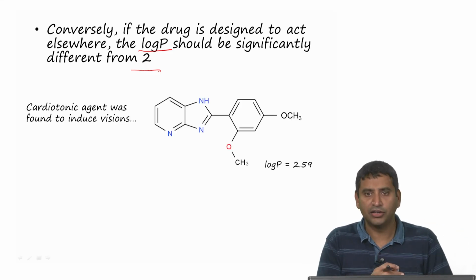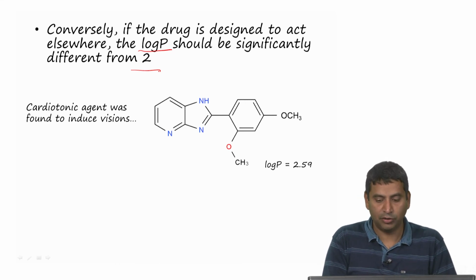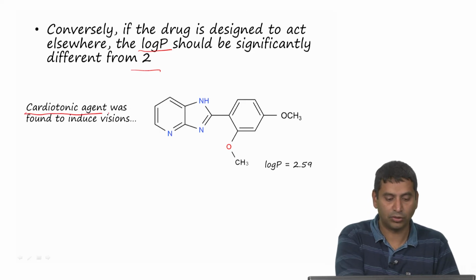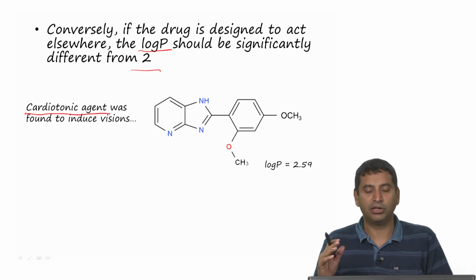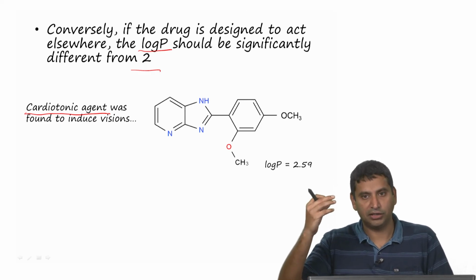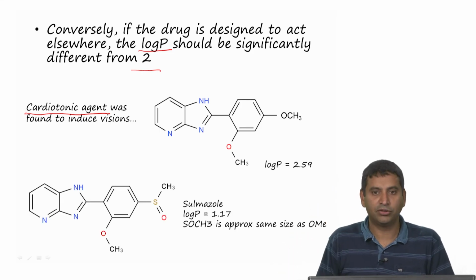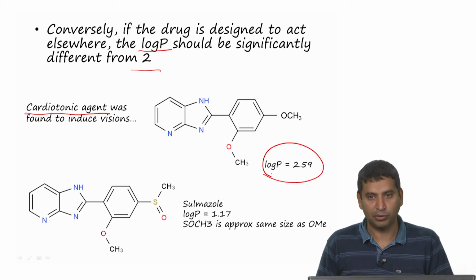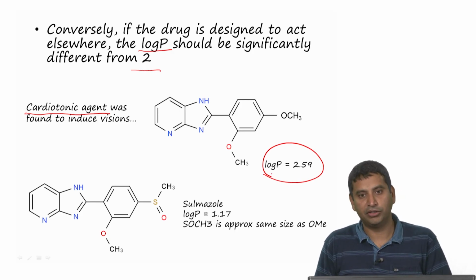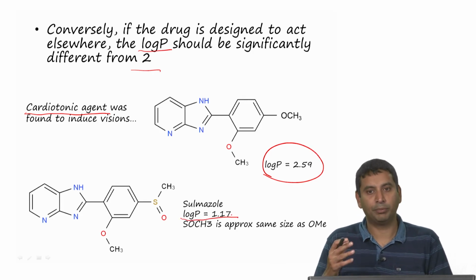Here is an example of a problem that has been addressed by using a quantitative structure activity relationship. This is a molecule which was considered as a cardiotonic agent, but it was found in many patients to induce visions. These visions are symptomatic of the drug interacting with the central nervous system. Based on the previous study, we know that a log P of 2.59 can create trouble and may help the molecule get into the CNS. Therefore, the next set of molecules that they synthesized was with a log P of 1.17.